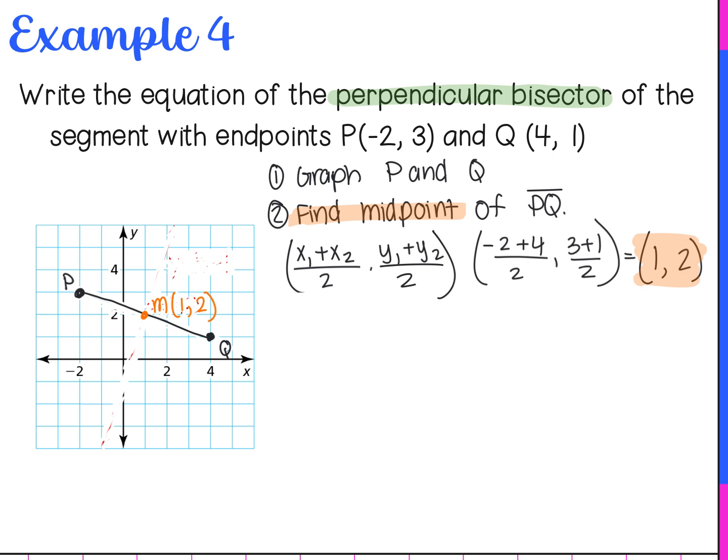So after I find the midpoint, dealing with the perpendicular bisector, I have to have my slope. So my third step is going to be find the slope of PQ. Okay, now, I think you guys were getting these mixed up. What's the slope formula?